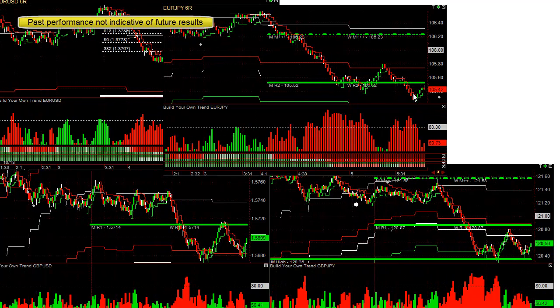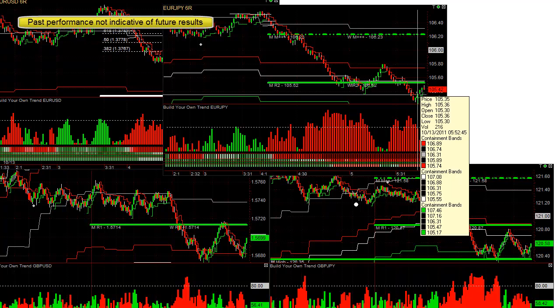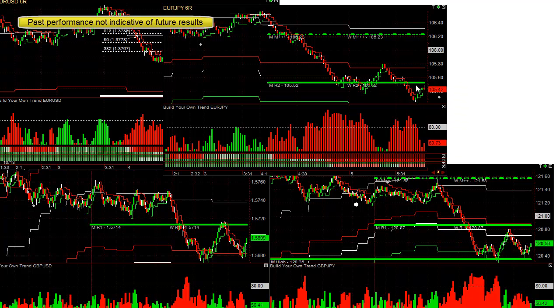Usually when these things get triggered, the market continues up another, what did this get stopped out at? Right here at 35, went up to 49. That's 14 more pips up. So it's a very intelligent way of getting out of a trade.